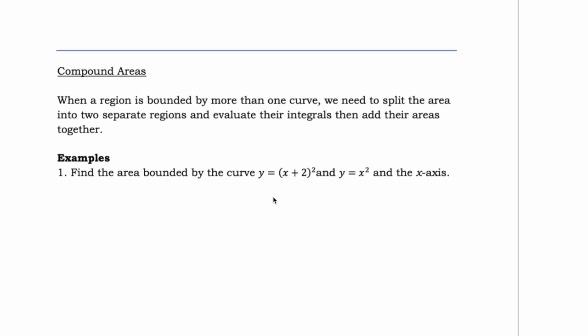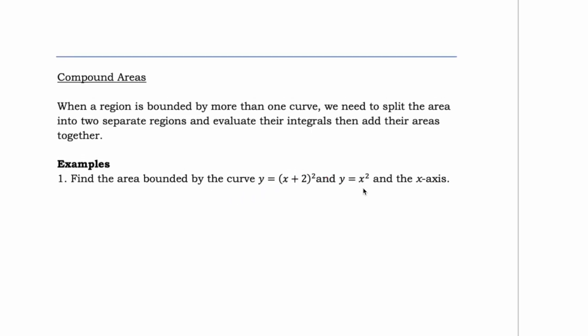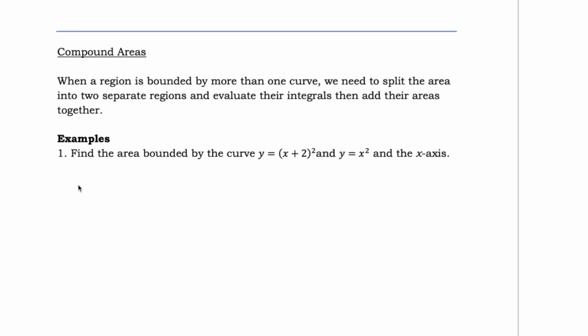Okay, next, compound area. So let's check out this one. This one, we have two parabolas. So let's take a look at what the function looks like. x plus 2 squared means we're over here at negative 2 is the vertex. And then this is y equals x squared. Looks like this. I did not draw it very well, but this area here is going to be symmetric.